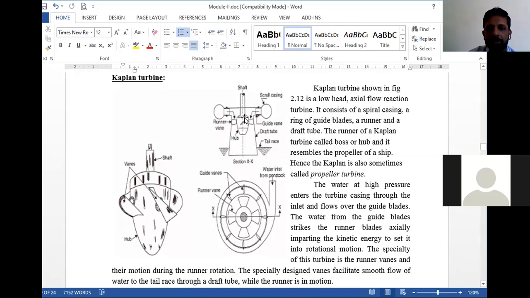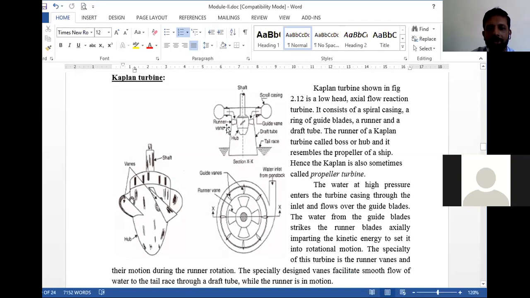This very much looks similar to this diagram over here. If you see in the movies, we would have visualized the propellers of a ship, right? It is very much similar to that. The shape is almost similar to that of a ship propeller, which carries the blades. And then here at this corner we can see the guide vanes or the guide blades, which are going to guide the flow of water towards the center.